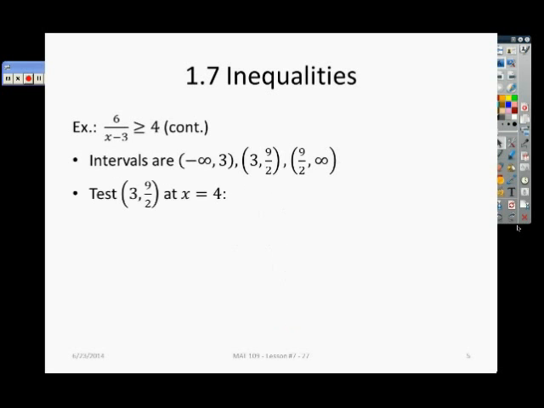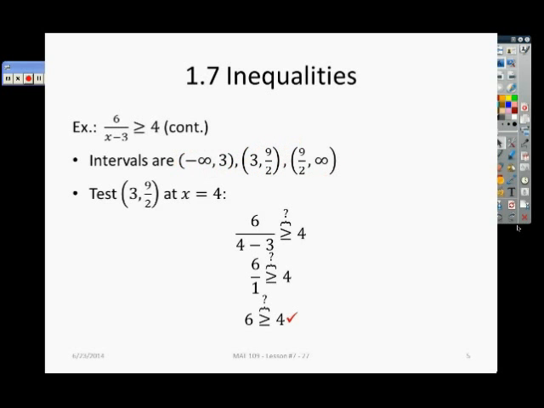Well, let's test the second interval, 3 to 9 halves. The easiest, in my opinion, easiest number to check in that interval is the whole number 4. I can't use 3 because it's an endpoint. So pick the next smallest integer. So use x equals 4. Plug 4 in. 6 over 4 minus 3. That's 6. Is 6 greater than or equal to 4? Yes, it is. Therefore, the inequality is true within the interval 3 to 9 halves. We just showed a minute ago it's false here. Now we showed that it's true there.